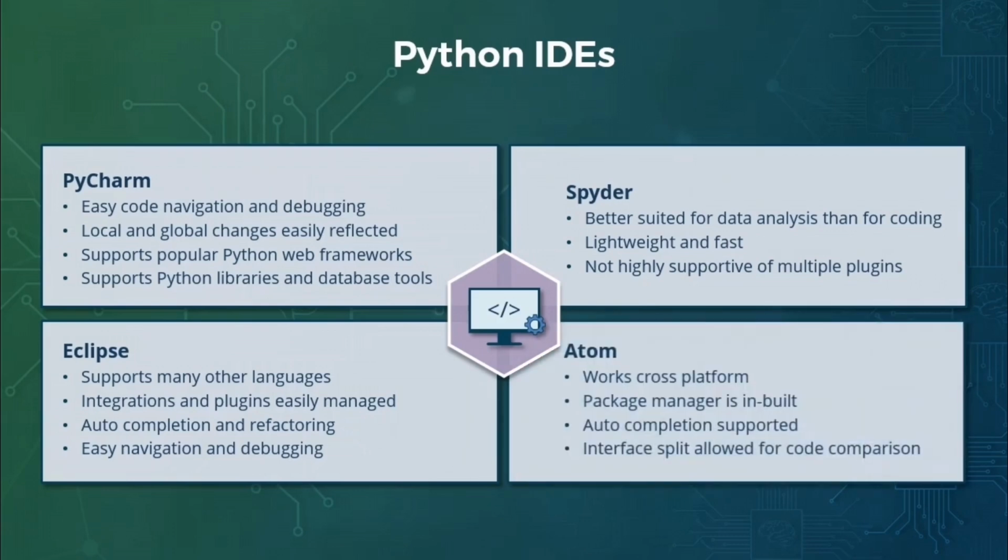Another Python IDE is Atom. It works cross-platform, which is a major advantage. There are a lot of extensibility options of the editor handled through an inbuilt package manager. It also supports auto-completion. It allows splitting the interface into several screens for code comparison. Though rarely talked of, Atom is a proficient platform with code auto-completion and package management facility.